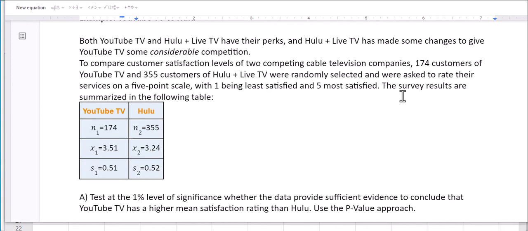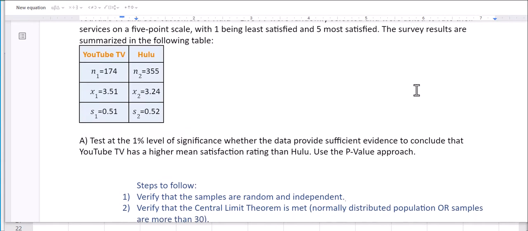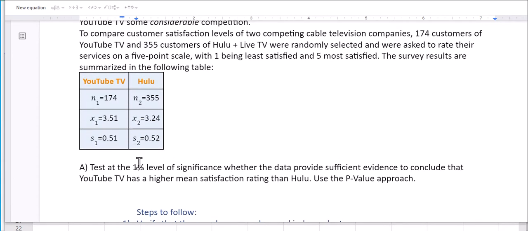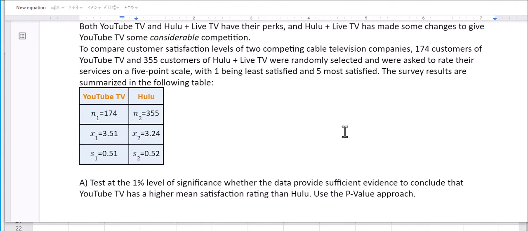The survey results are in this table, and we want to know at the 1% level of significance whether the data provides sufficient evidence to conclude that YouTube TV has a higher mean satisfaction rating than Hulu. And we're going to use the p-value approach. This is a t-test, so we may do the critical region and the p-value approach together. Sometimes the critical region is more helpful with the t-test.